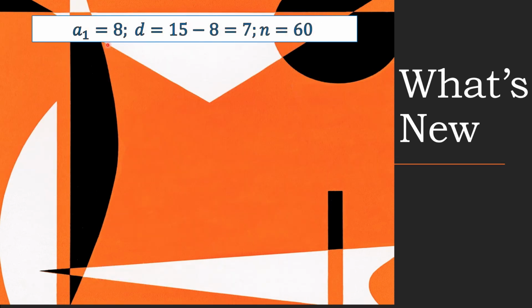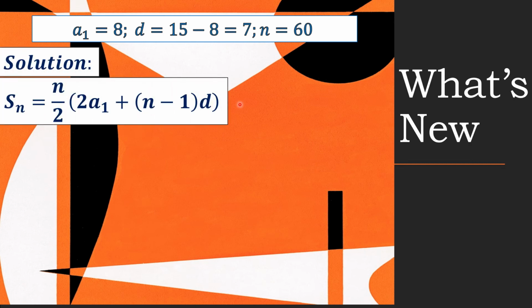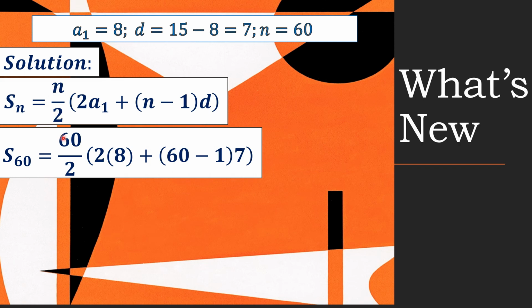From the given, first term is 8, common difference is 7, and n is 60. So, since a sub n is missing, we need to use the second formula, which is S sub n is equal to n over 2 multiplied by twice a sub 1 plus n minus 1 times d. So, by substitution, we're going to substitute n, which is equal to 60. A sub 1 is 8. Another n here, which is 60. And d is 7. So, we need to solve first the numbers inside the parentheses.